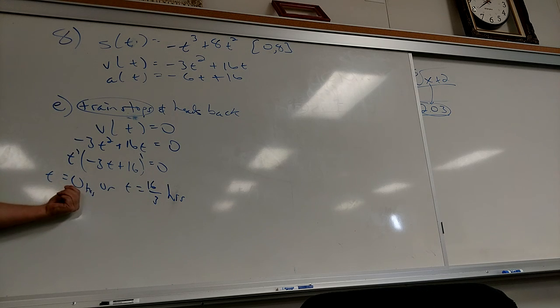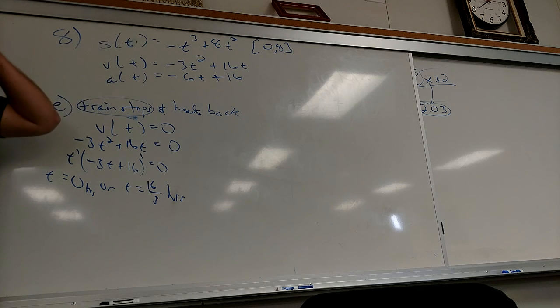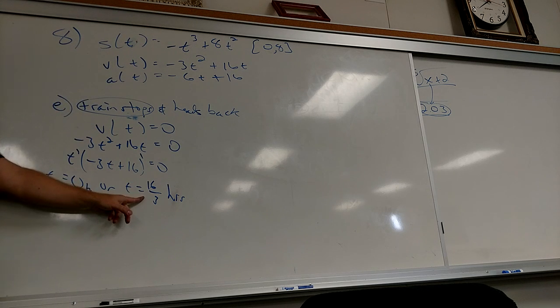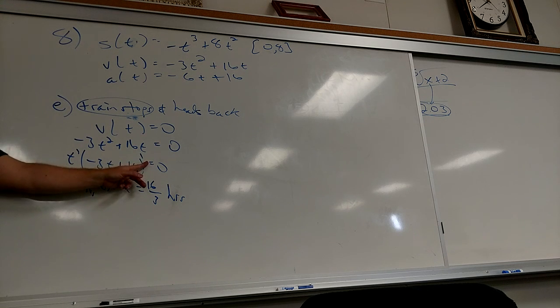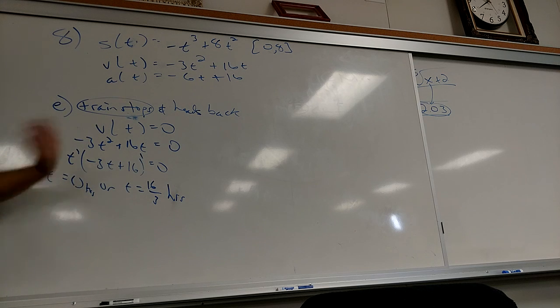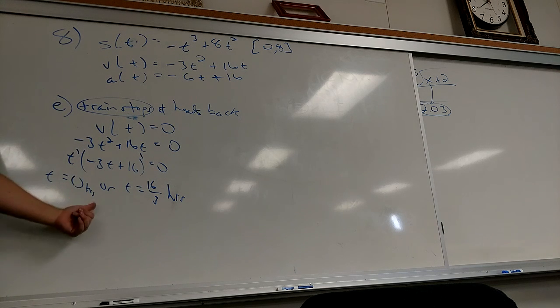Why does this one not matter? Because the other side doesn't exist for this problem. It starts at 0. So this is the possible time when it leaves. At this time, does it go back? Yes, the sign of the velocity changes. You could plug stuff in, but you shouldn't really have to.